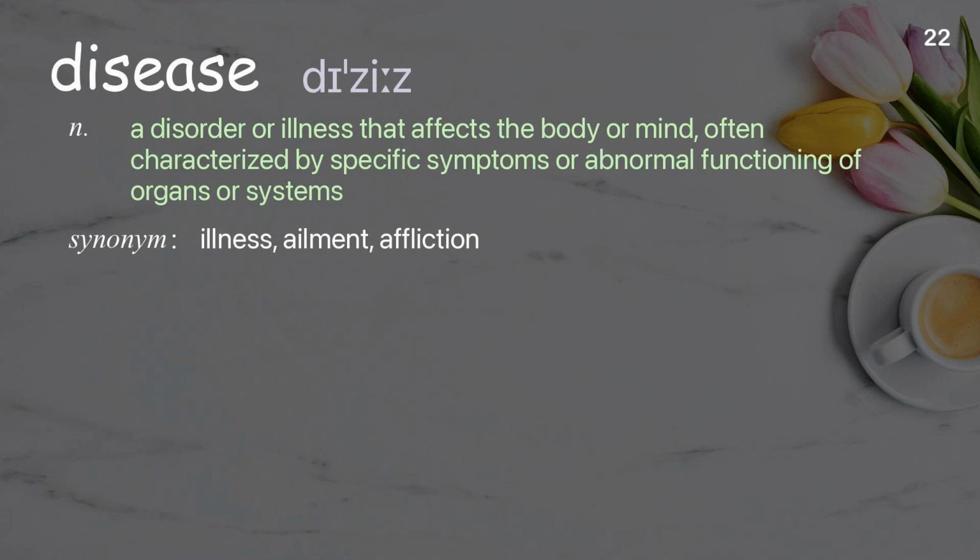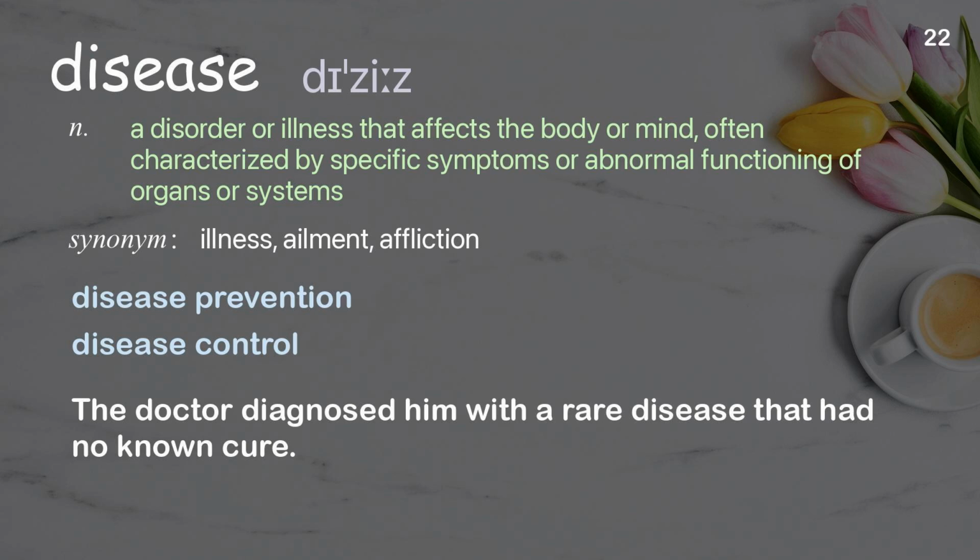Disease. A disorder or illness that affects the body or mind, often characterized by specific symptoms or abnormal functioning of organs or systems. Examples: Disease prevention, disease control. The doctor diagnosed him with a rare disease that had no known cure.